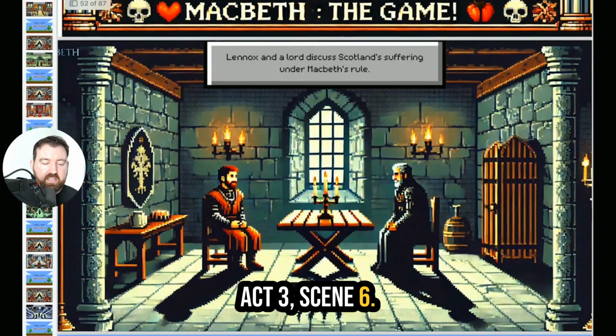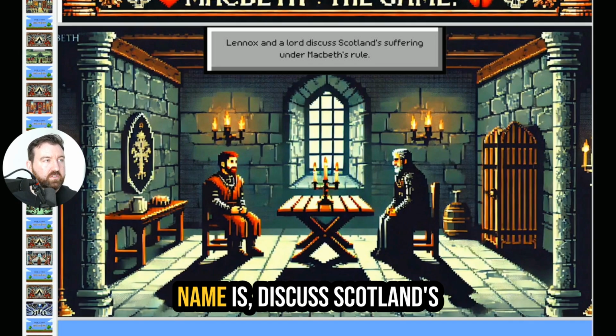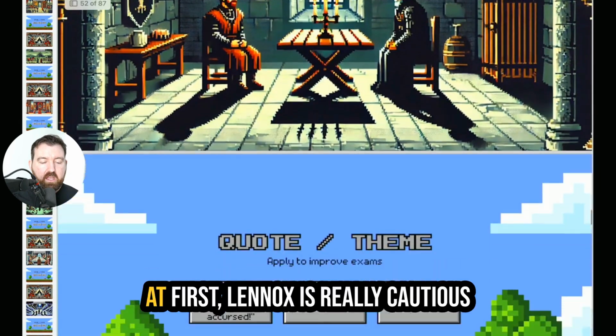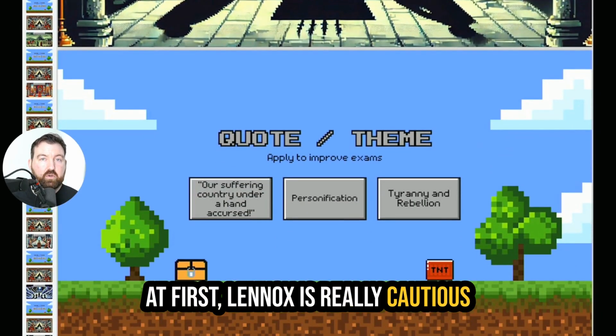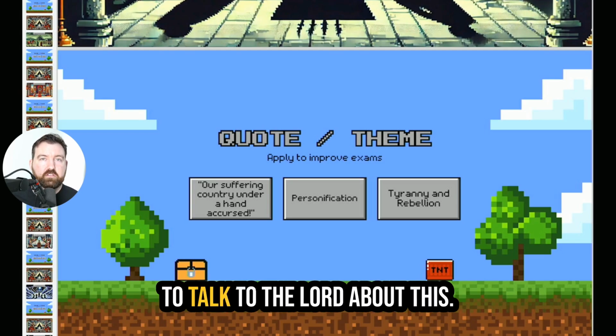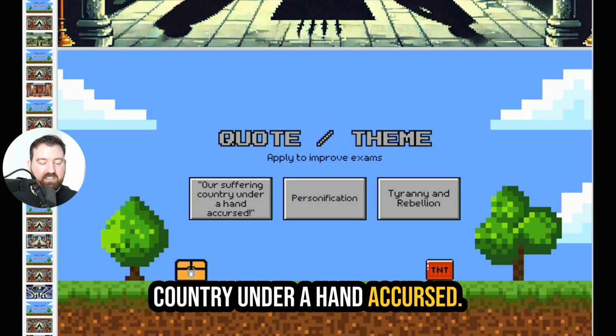Act 3, Scene 6. Lennox and another lord, we don't know what the other lord's name is, discuss Scotland's suffering under Macbeth's rule. At first, Lennox is really cautious about this, but eventually he becomes more and more bold to talk to the Lord about this. And the Lord says, "Our suffering country under a hand accursed."